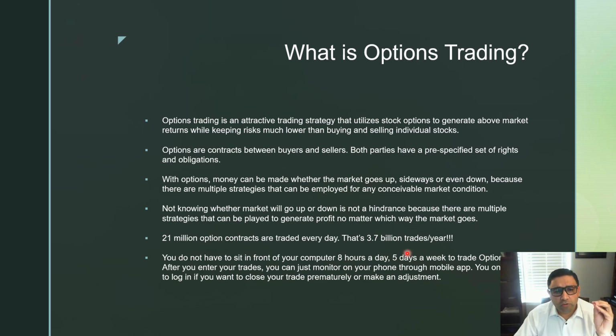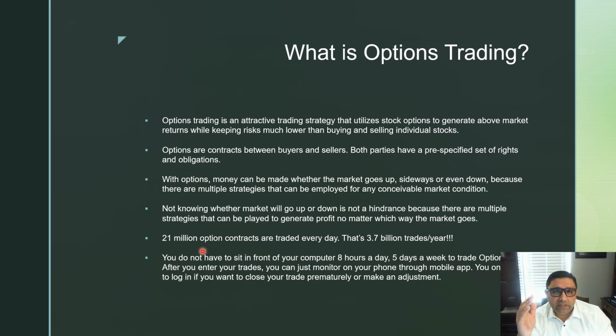So I want to make you aware that there are 21 million option contracts traded on the stock exchanges every day. That's about 3.7 billion trades per year. And basically what I've observed in talking with a lot of physicians that I know, and even other people, is that physicians are not really trading options the way they should be.